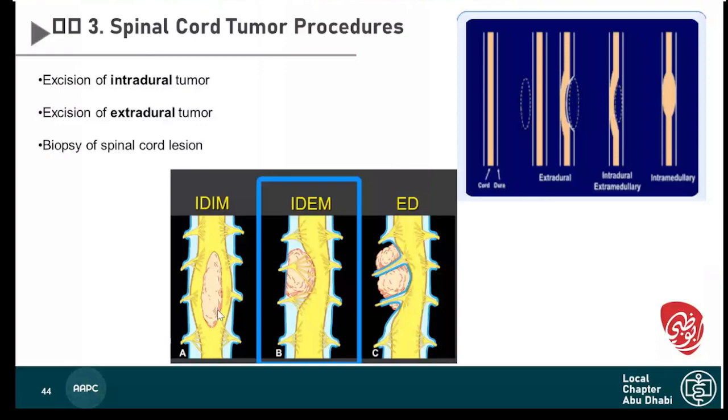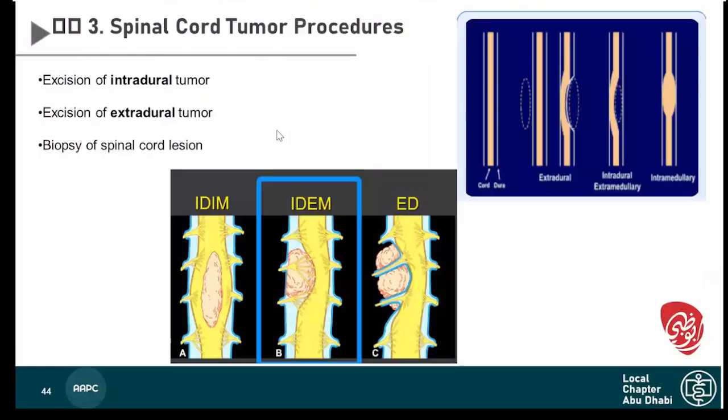Intradural extramedullary means outside the spinal cord, but in between the meninges. That is intradural extramedullary. So check for whether it is intradural or extradural and assign the appropriate CPT code.